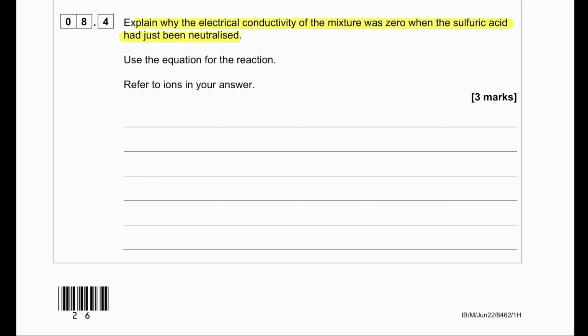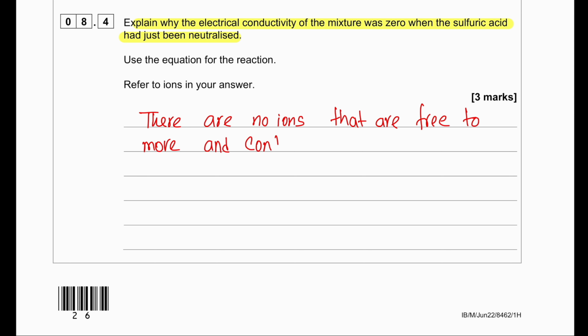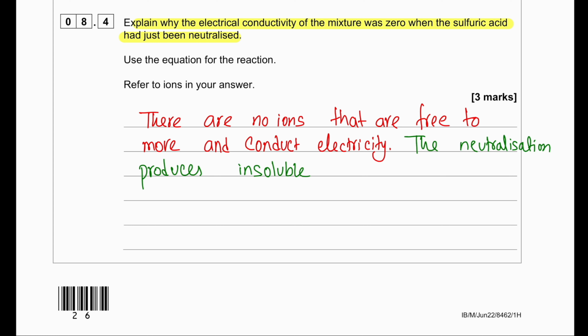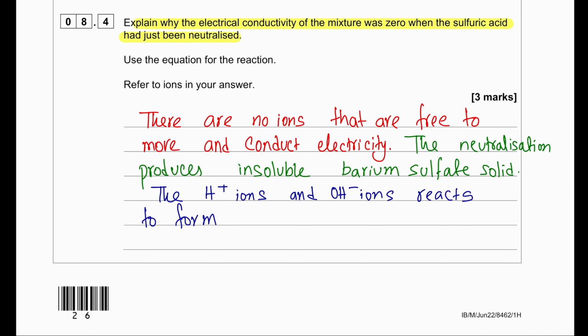So there are no ions that are free to move. That is one of the reasons. And actually, we are producing barium sulfate when we are adding barium hydroxide to sulfuric acid. And barium sulfate is a solid, so it doesn't contain any free ions. And the hydrogen ions reacted with the hydroxide ions to produce water, and water is a poor conductor of electricity. So thereby the conductivity goes to 0.